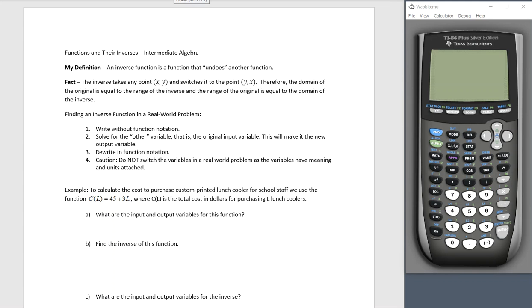Hello, and welcome to Functions and Their Inverses. This is an intermediate algebra overview of the topic.